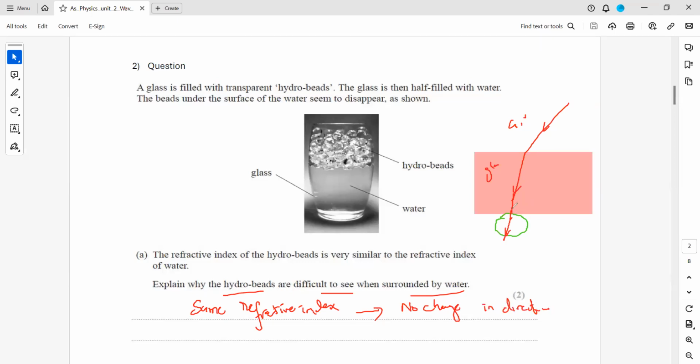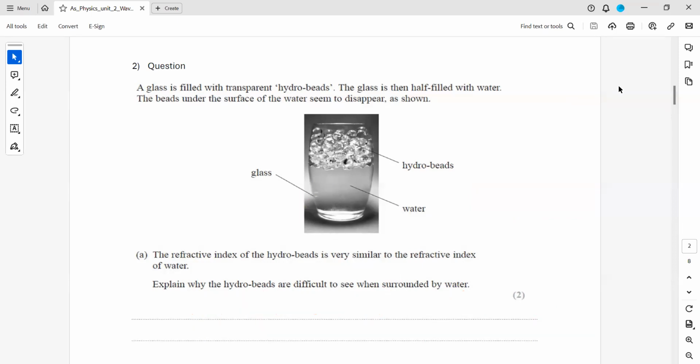And if some reflection happened, we could also see it. But because the refractive index is the same, there is no reflection from the bead. As a result of no reflection, we are not able to see the beads as well. So remember, when two different materials have the same refractive index, the light will not change direction.